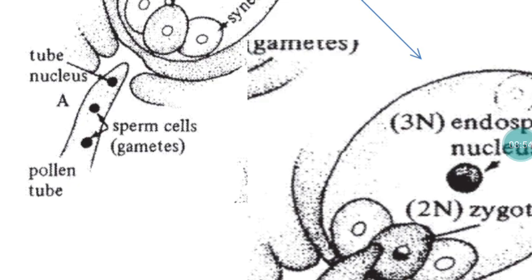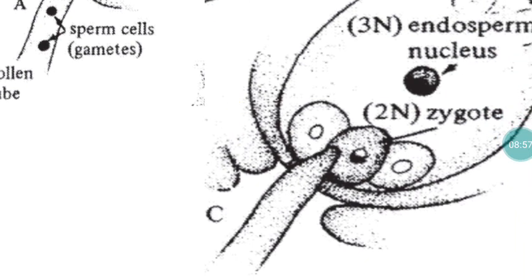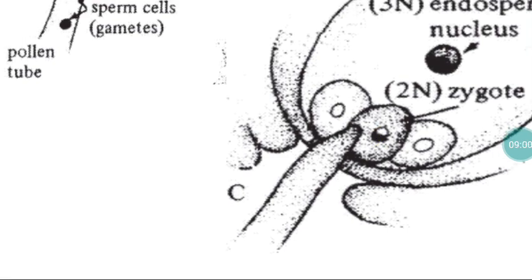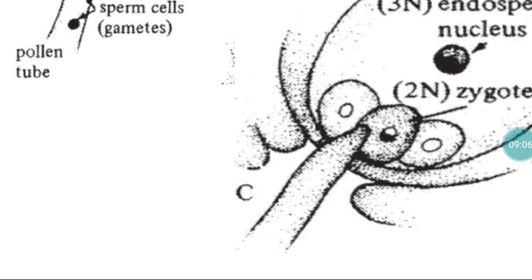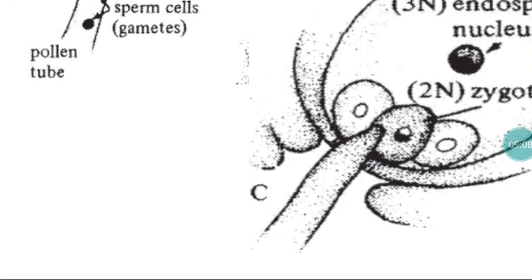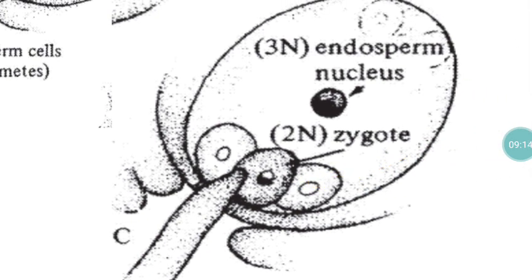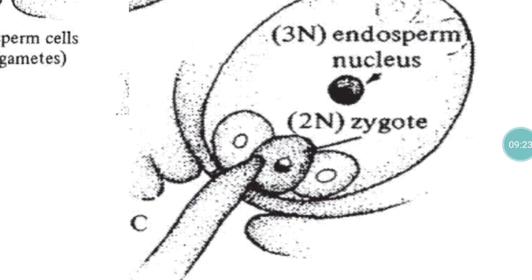One of the male nuclei will fuse with the egg cell, which is located nearer to the micropylar region, with two synergids on either side of the egg cell. So one of the male nuclei fuses with the egg cell and forms a 2n zygote. Later this zygote will develop into an embryo. The male cell is haploid and the egg cell is also haploid, so two haploids combine together to form a 2n zygote.